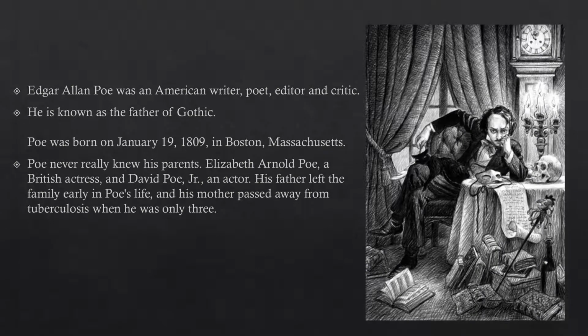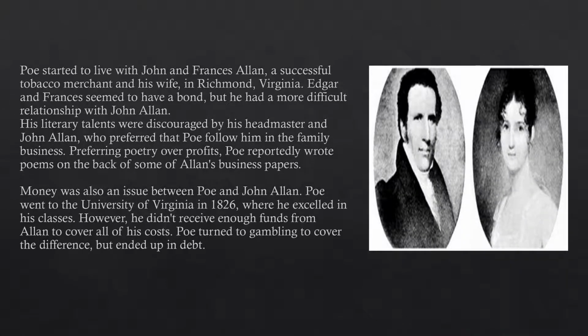And Edgar Allan Poe brought many outstanding works to this style, that's why he became the father of Gothic. So, who was he in fact? Poe was born in 1809 in Boston. He never really knew his parents because his father left his family and his mother died when he was only 3. And a family adopted Poe, a successful tobacco merchant and his wife.